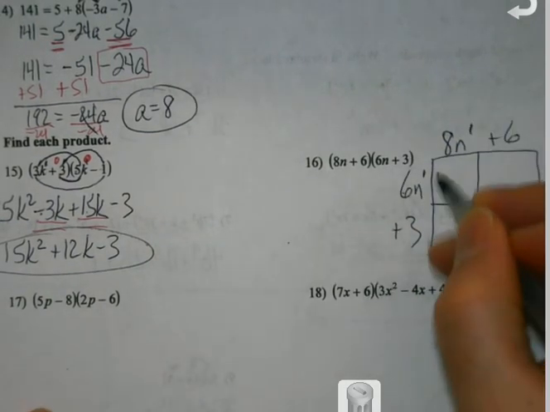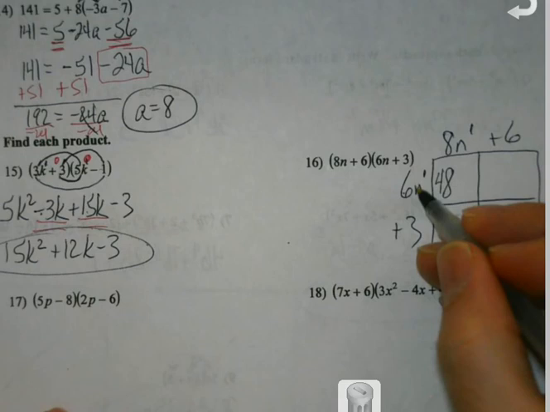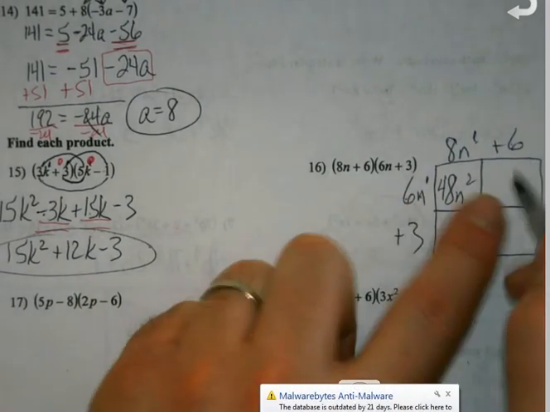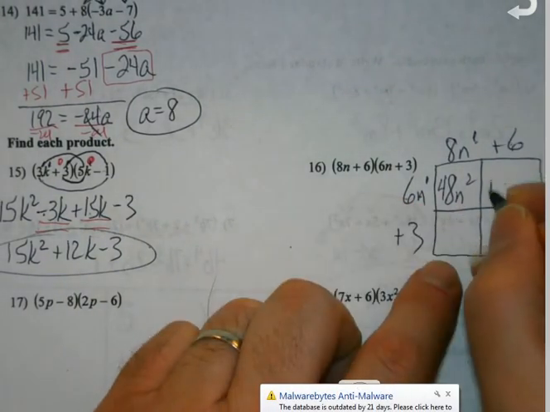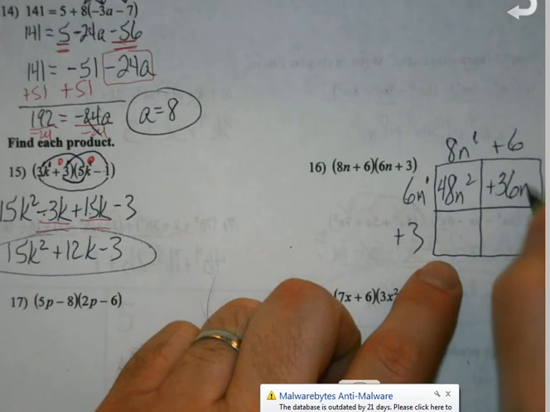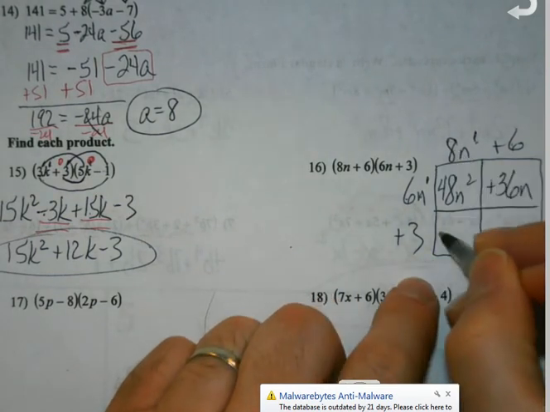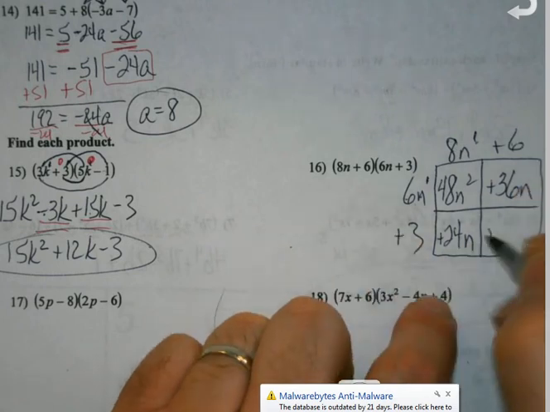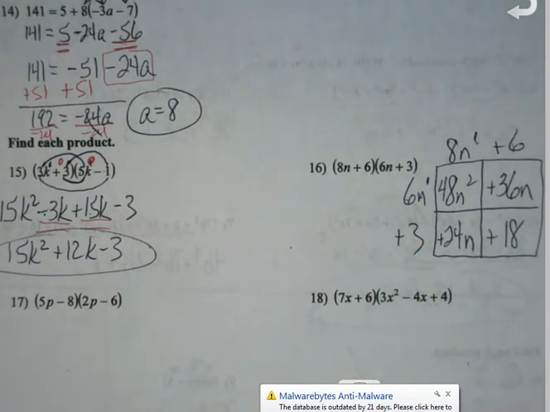I still multiply my coefficients, and I still add my exponents. This just lets me see each thing I do, so I only do it once. 8 times 3 is 24. 6 times 3 is 18.